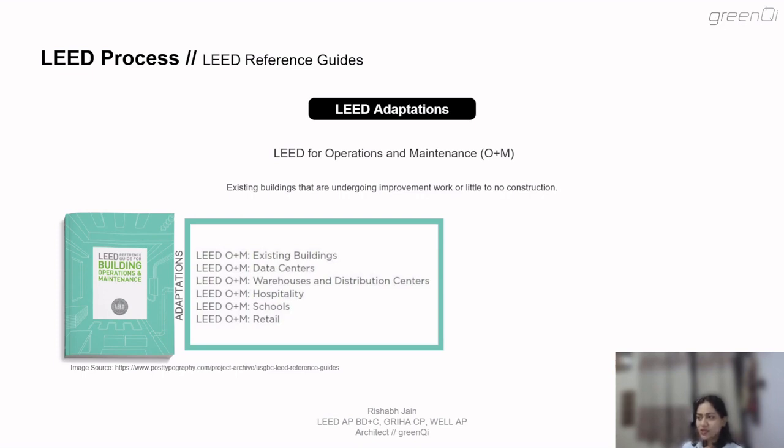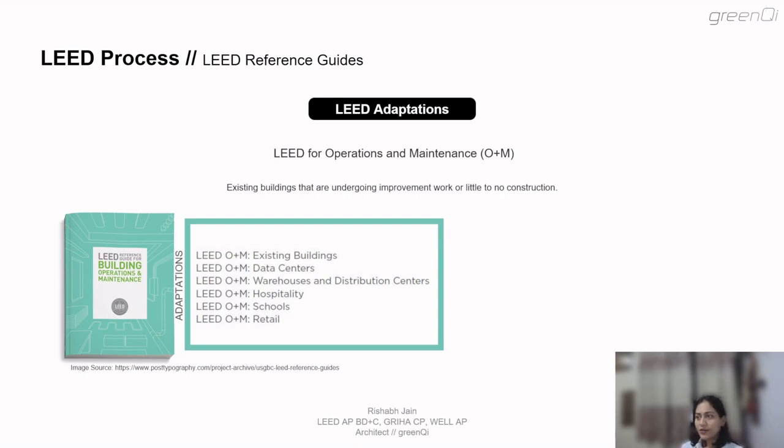This adaptation is applicable to existing buildings that are undergoing improvement work or little to no construction. So this is applicable only to existing buildings which are already there, and there's no design. So the design has happened. BD plus C and ID plus C are applicable at the design stage and construction stage.